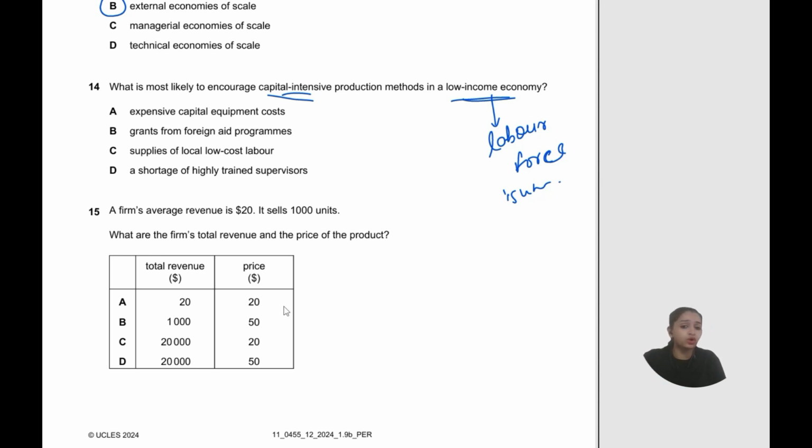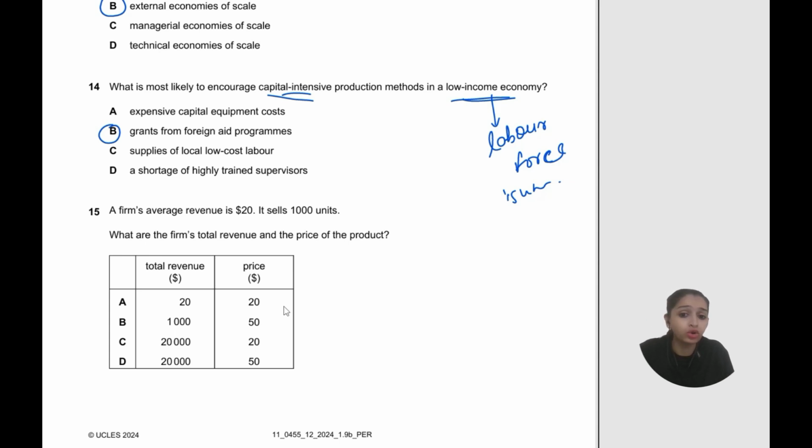Expensive capital equipment cost would not encourage them to do this. Obviously, because the economy is low income, the government might also be having lesser tax revenue collected, so they might not be able to spend so much on the expensive capital equipment. Grants from foreign aid programs. Now, this could be a probable answer. Why? Because whenever they get foreign aid from the World Bank or the IMF or any other organization for the developmental program, then they would use that to invest in the capital intensive production methods. So this is a probable answer.